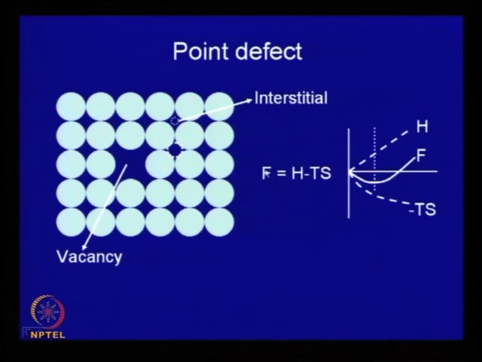So, therefore, the total energy of the system will have a nature like this. That means, this axis is the energy, this axis is the concentration. So, there is an equilibrium concentration of vacancy. If the vacancy keeps on increasing, the free energy decreases and it attains a minimum somewhere here. So, this is the stable configuration. One can say that this is the equilibrium concentration of vacancy in the system.